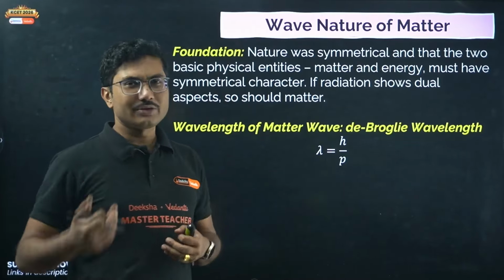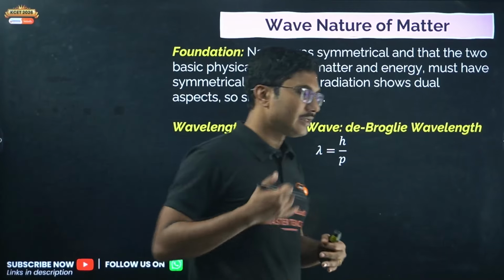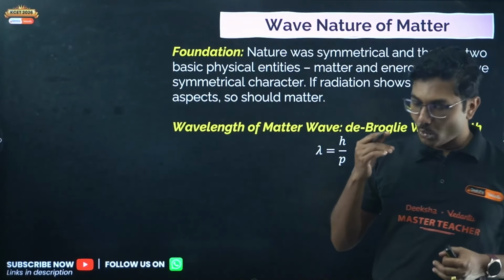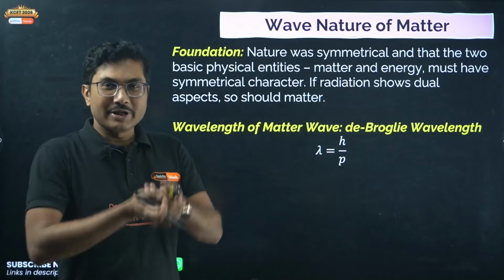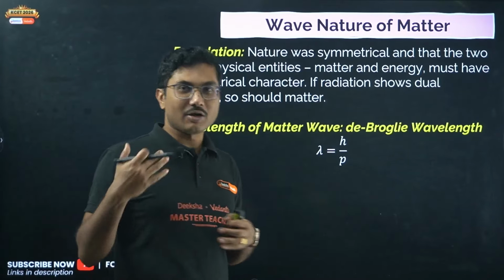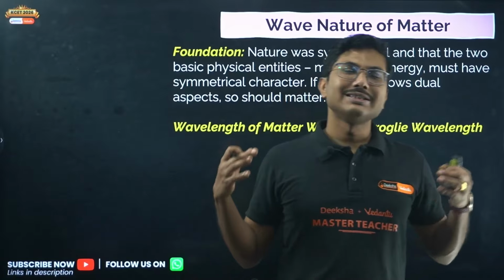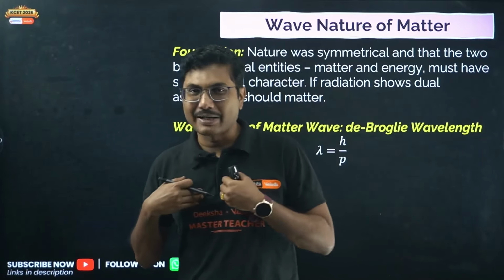So there, this student Louis de Broglie was listening to this, and he said one thing, that nature loves symmetry. What is the meaning of that? If you see all the natural objects, they are all symmetrical. For us, for example, take me.